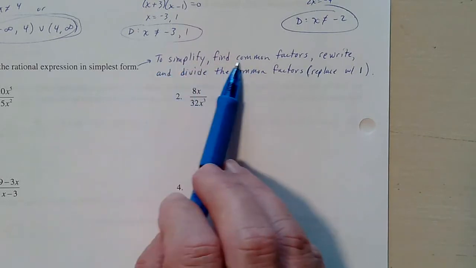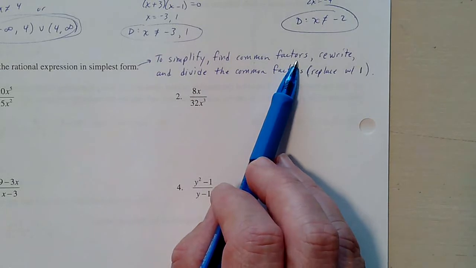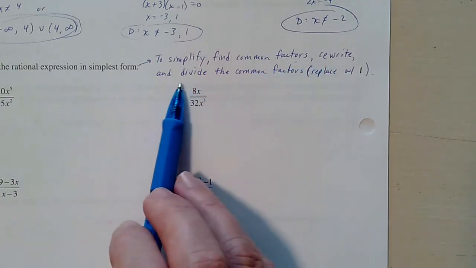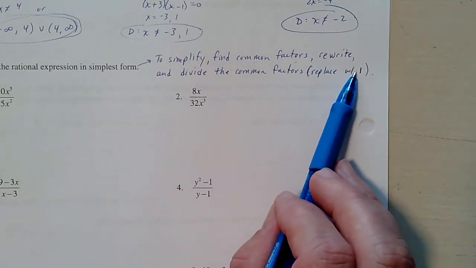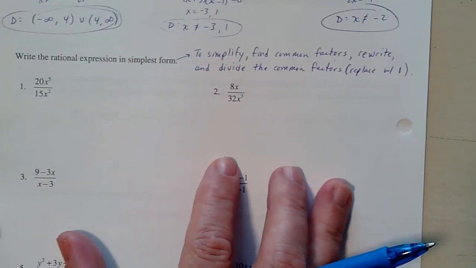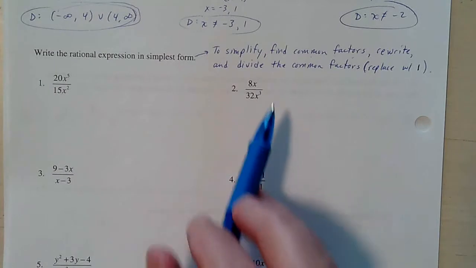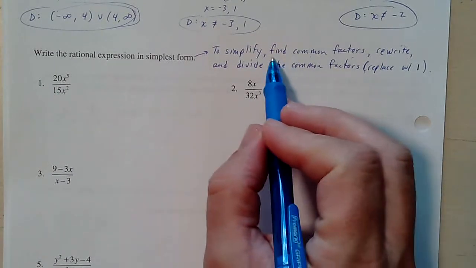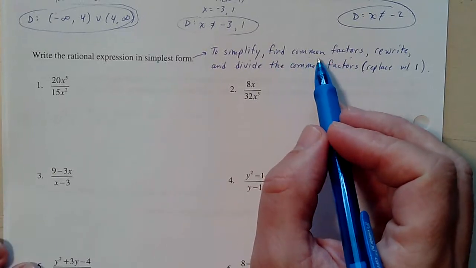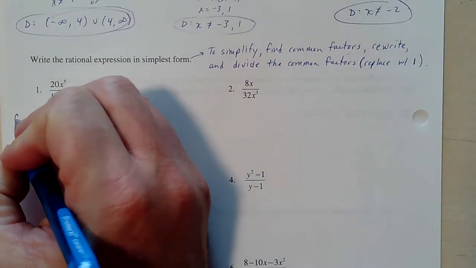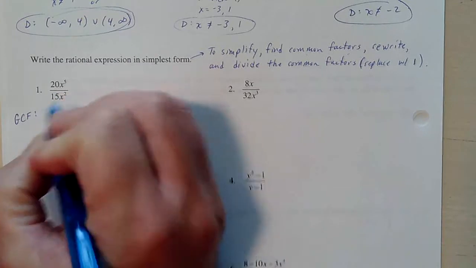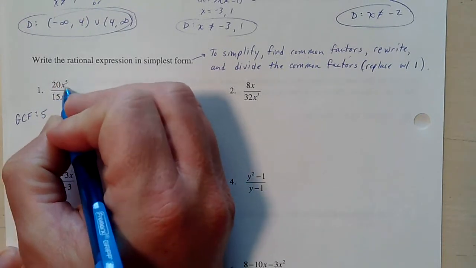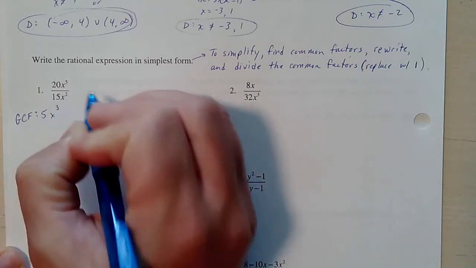To simplify, you're going to find the common factors, okay, rewrite it with those common factors in mind, and then we'll divide out those common factors and replace them with 1. So it's going to look like this. Now, there's another way you can do this, but I want to make sure you understand to simplify these, that's what we need to do. Okay, divide out the common factors. So what's the GCF of these two terms? Well, they both have a 5 in common, and they both have an x cubed in common.